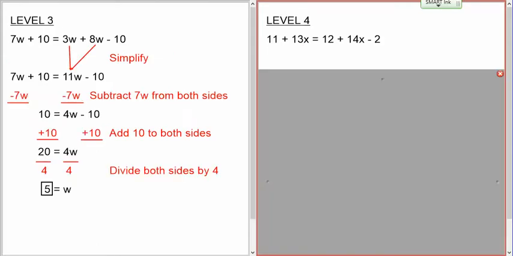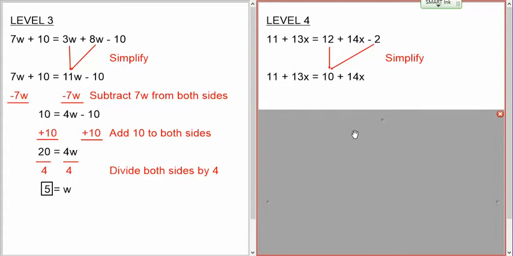All right. So a level 4 problem. It's a lot like the level 3 problem, but the reason I chose this one is because we do have to simplify again. I've got this 12 and this -2 that can be combined, and that can be confusing for a lot of people because a lot of people might think that it's 12 plus 2, which would be 14. It's actually 12 minus 2, which is 10.